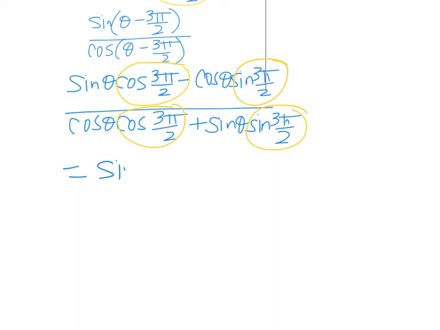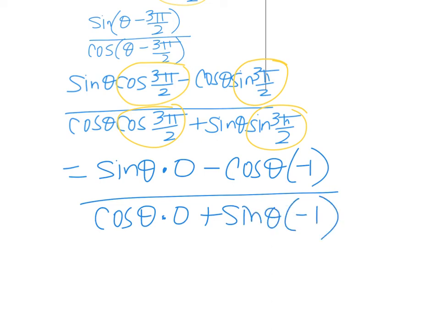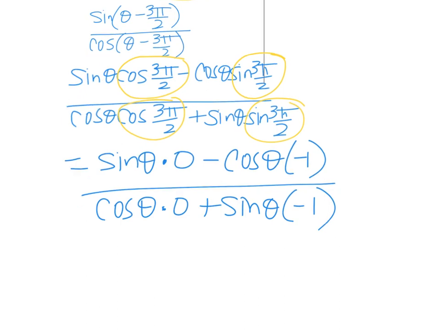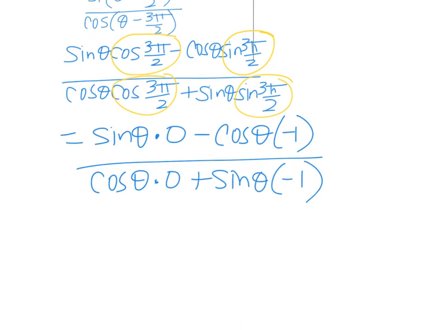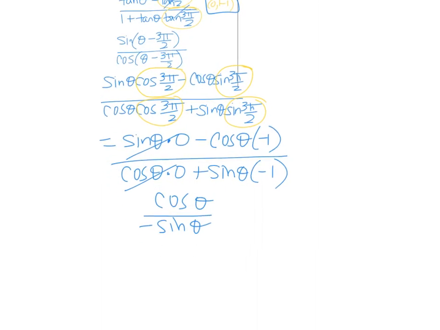All right, so I have sine of theta times 0 minus cosine theta times -1 over cosine theta times 0 plus sine theta times -1. Okay, so our numerator becomes cosine theta, because this is just 0 and that's 0, and we get a negative times a negative is positive, and this is negative sine, and what is cosine theta over negative sine theta? Yes, negative cotangent.